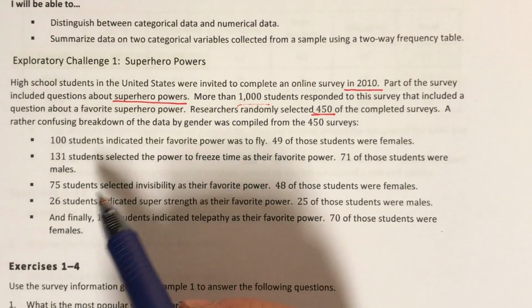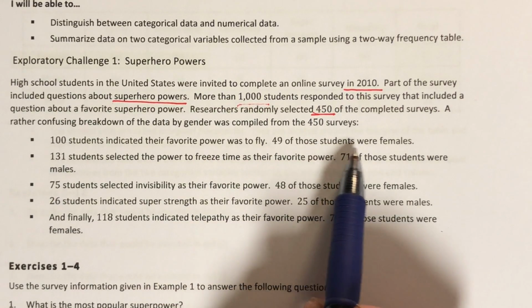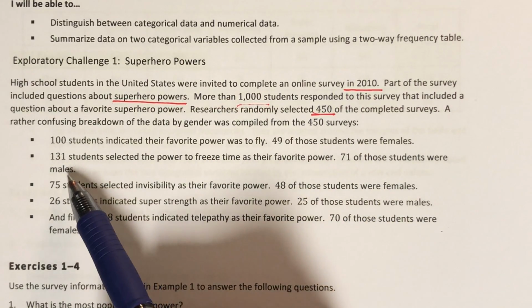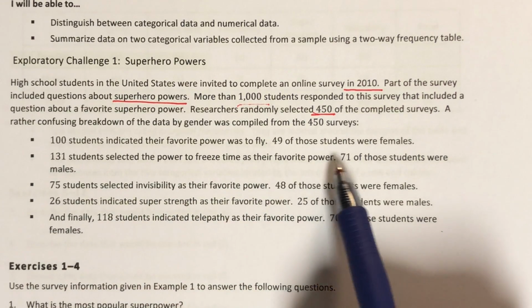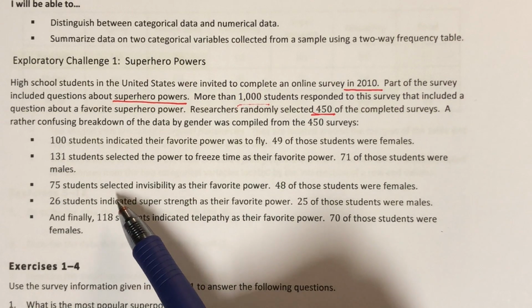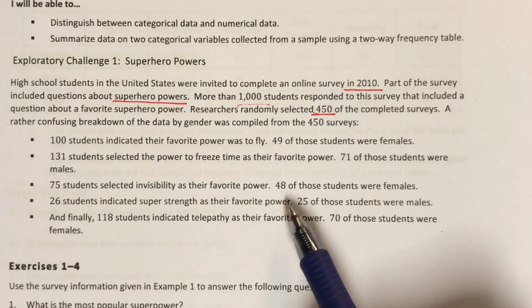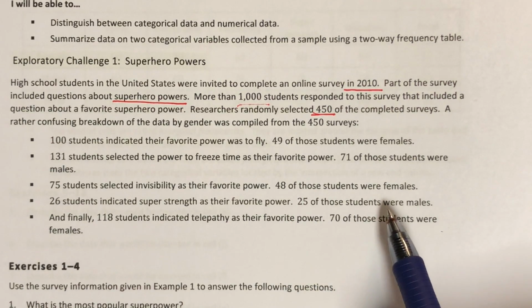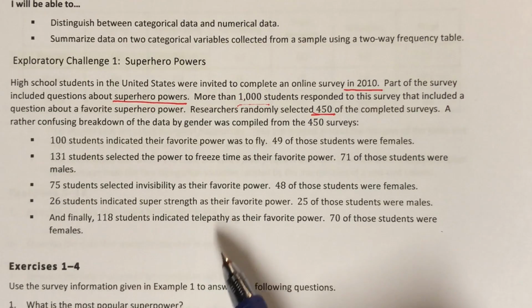100 students indicated their favorite power was to fly. 49 of those students were females. 131 students selected the power to freeze time as their favorite power. 71 of those students were males. 75 students selected invisibility as their favorite power. 48 of those students were females. 26 students indicated, and so on.